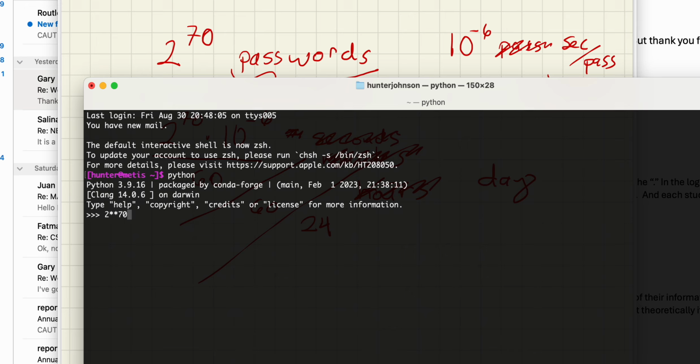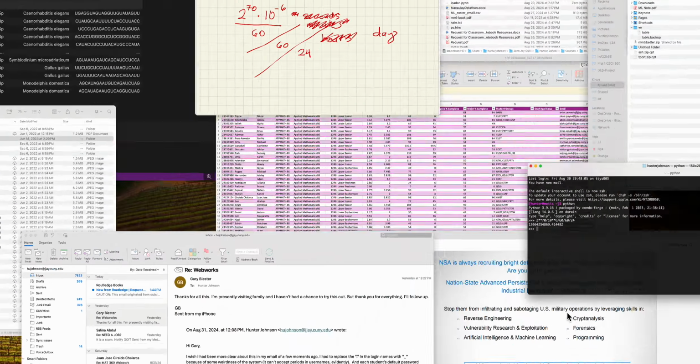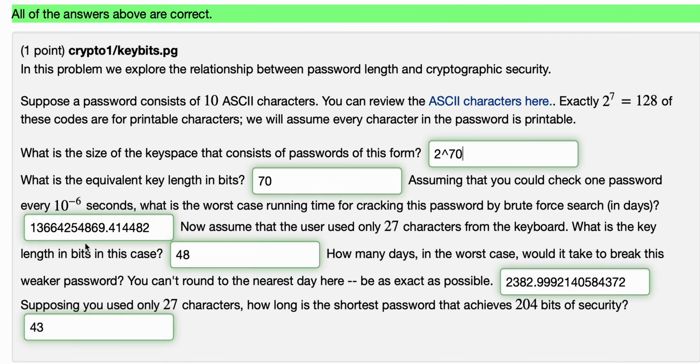And then what am I doing? I'm dividing that by 1,000,000, and then I'm dividing the result by 60, then by 60 again, then by 24, and I'm getting this number. And then I can copy that number and put it in here, and that's where I get that answer.